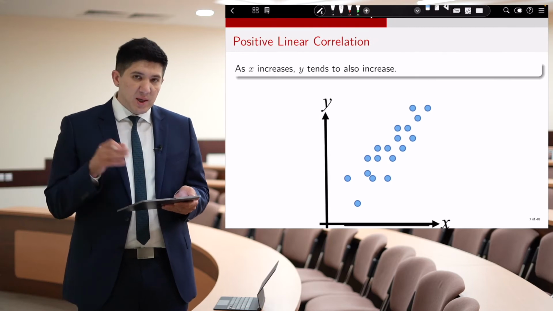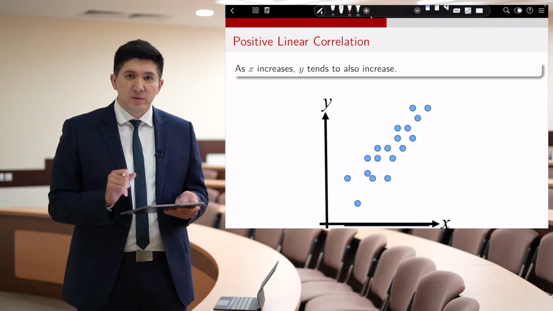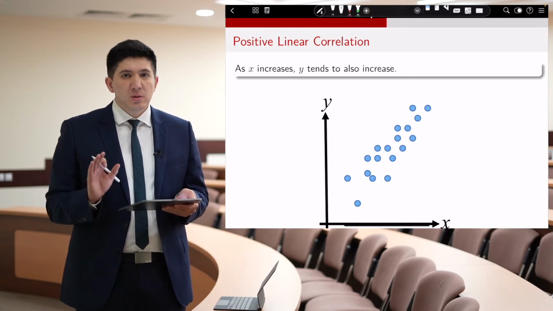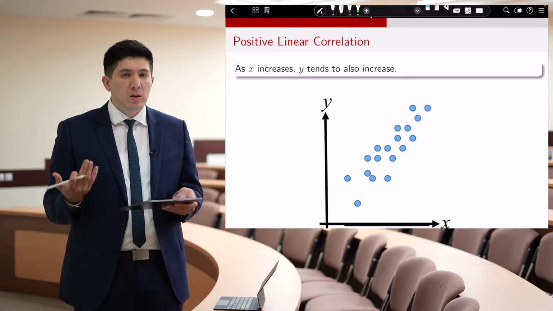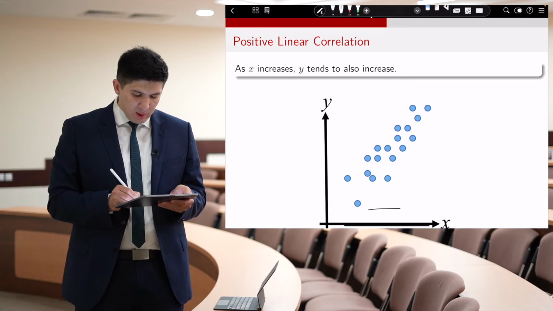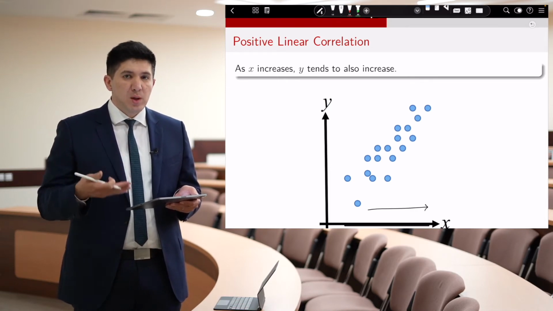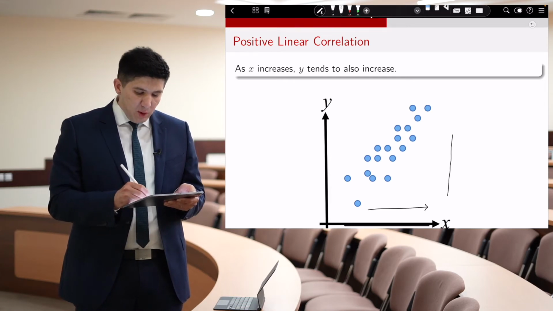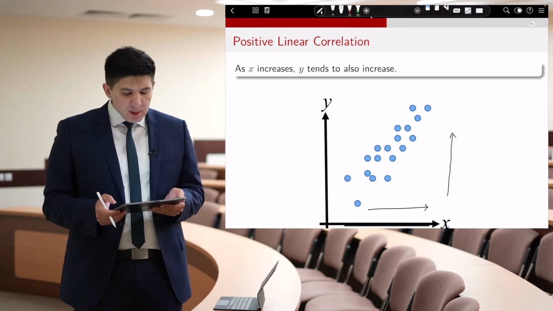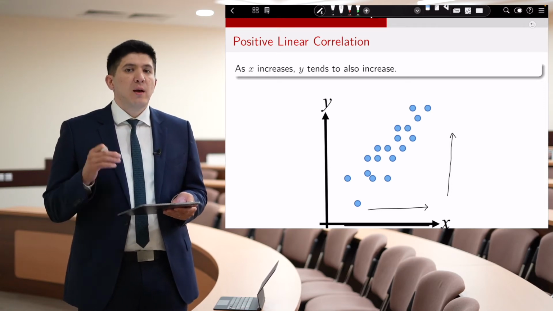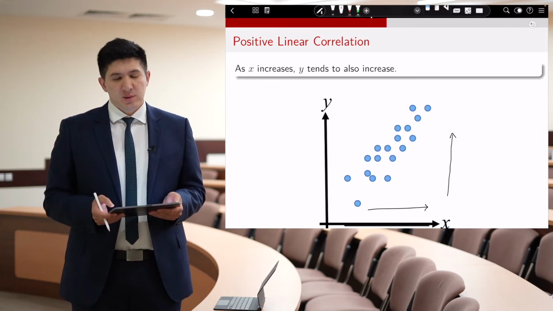At the same time, this kind of scatter plot shows me that x and y are positively correlated. When x increases, y is also increasing, so it means that x and y are positively correlated. You can see here that as I'm increasing x, choosing bigger and bigger values for x, the y values of the points are also increasing. So this graph shows that x and y are positively correlated. This is what we call a positive correlation.